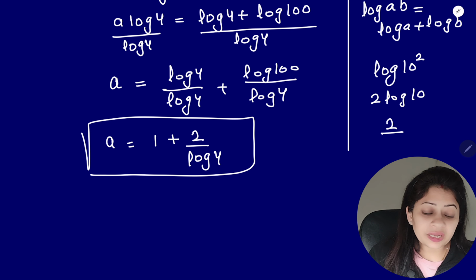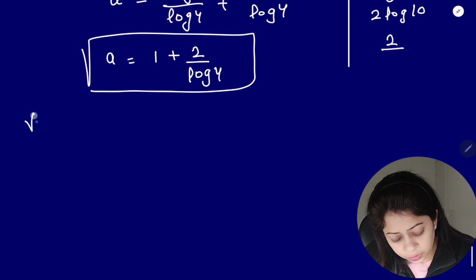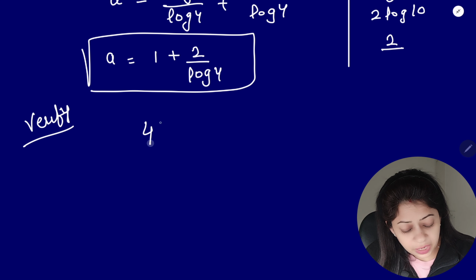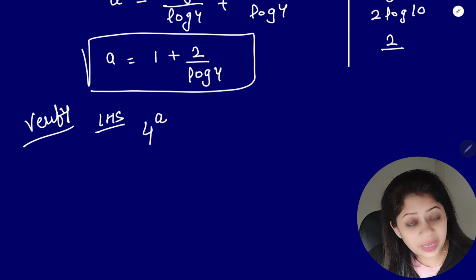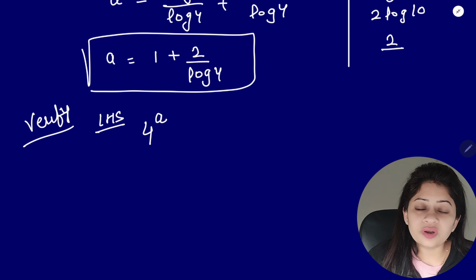If you want, we can verify as well. Now we need to verify. We will verify, okay? How will we verify? We are given 4 raised to power a as left hand side. Right hand side is what? 400. We will put the value of a here in this left hand side and we will see whether we are getting 400 or not.